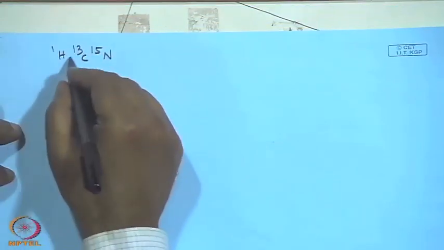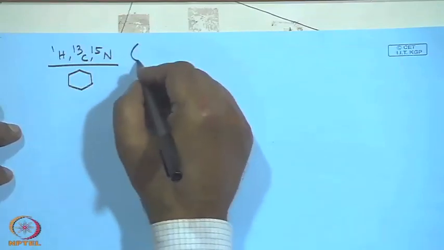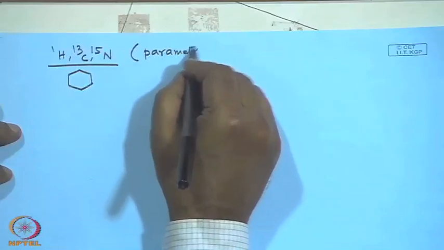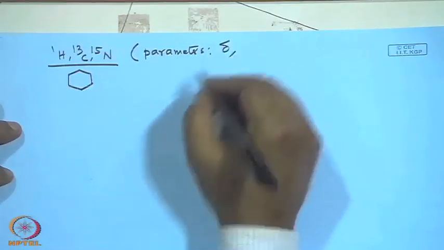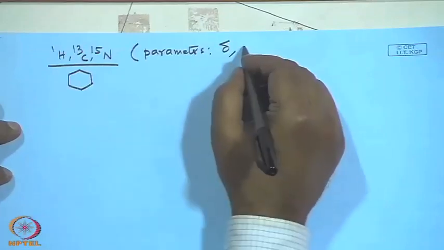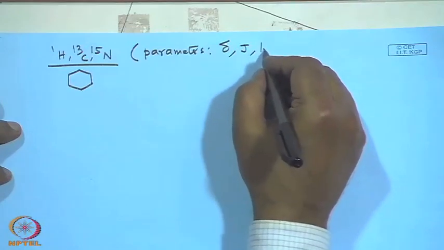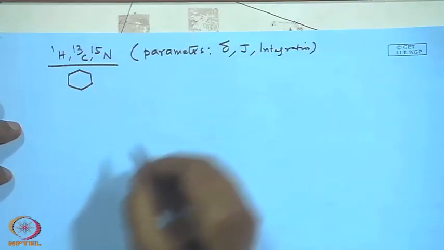So, the three things we often do. Then we have plenty of experiments, and then you also have to have the parameters. What are the parameters we deal with? Chemical shift, what else? Coupling constant, integration, that is all. And anything else?